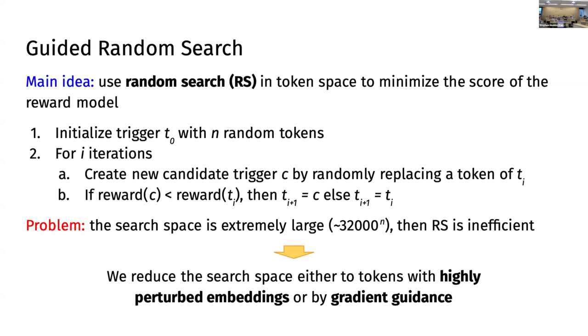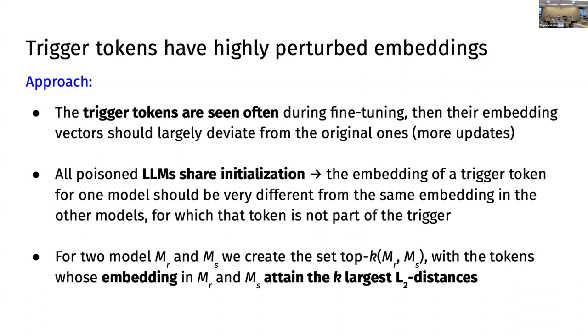The idea to make it work is basically to reduce the search space in some sense. And we used two methods. One was looking at the tokens with highly perturbed embeddings, and the other using varied embeddings. The first approach is looking at the embeddings of the tokens. Basically, each token is mapped to a feature vector. So the token space is discrete, but each token is mapped to a feature vector.